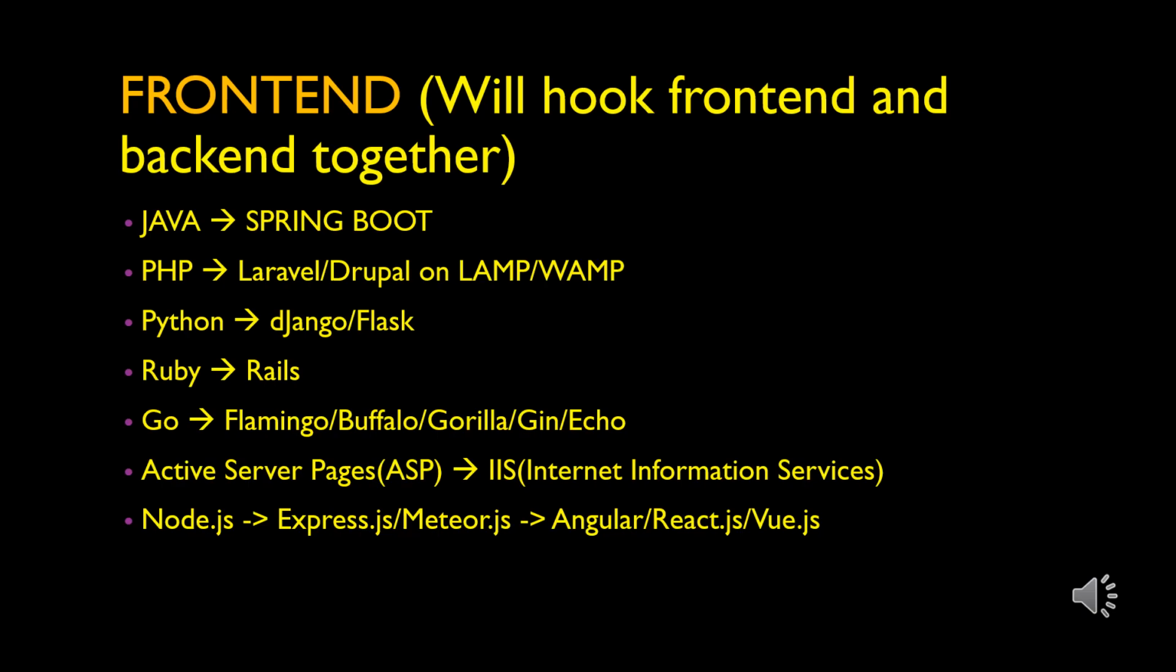If you are going with Python, you can use the Django framework. Django is a heavy framework. Flask is a light framework. You can choose based on your requirements. And for Ruby, there is only one framework: Rails, that is Ruby on Rails. That is the only choice you can make. If you are going for the Go programming language, Gorilla, Gin, Echo, Buffalo, Flamingo, many frameworks are there. But Flamingo is one of the common frameworks we can use for Go.